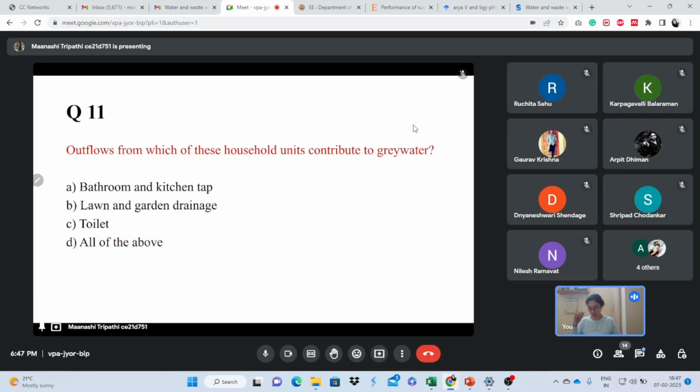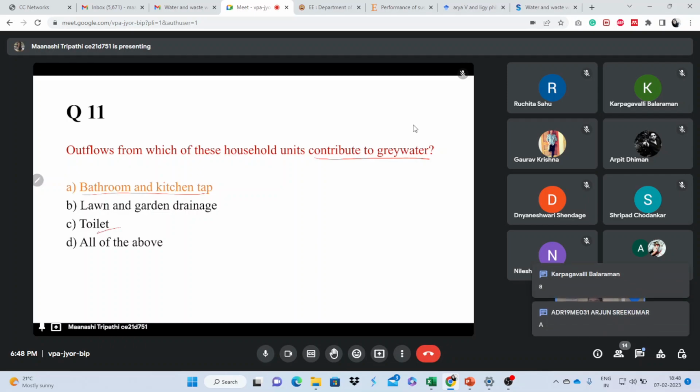Moving towards the next question. Outflows from which of these household units contribute to grey water? I have already explained, but you try to answer. Let's see if you remember. Okay, others please match the answer. So the answer is correct: bathroom and kitchen tap. Okay, so this is what we call grey water. Toilet is black water. Correct, very good. Toilet is black water.